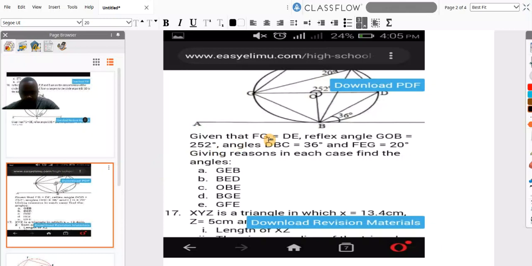Continuation: given that FG is equal to DE, reflex angle GOB is equal to 252 degrees, angle DBC is equal to 36 degrees, and angle FEG is equal to 20 degrees. Giving reasons, find each of the following angles. So you have those angles there.